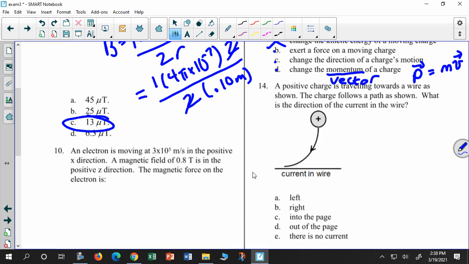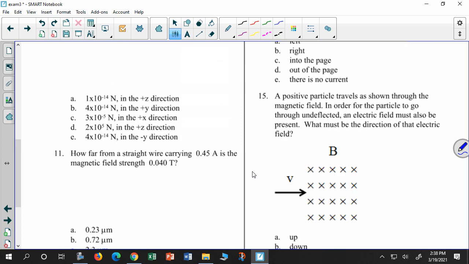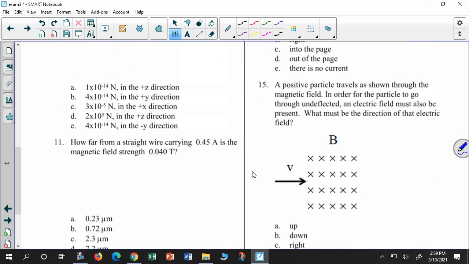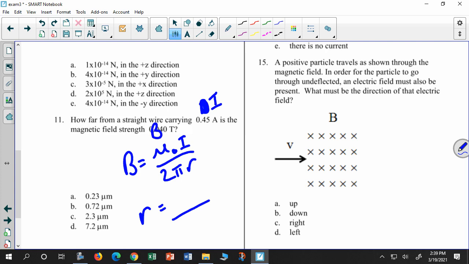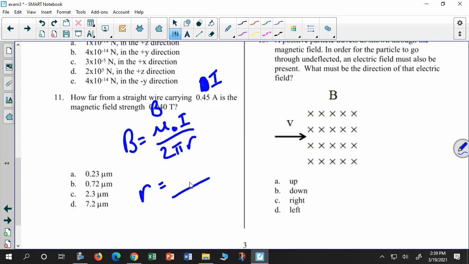We did one like this one, number 14. Number 11 is similar to what we did before, except I'm just looking for R. Just remember, B is equal to mu naught I over 2 pi R. And then I solved this for R. Here's I. There's B. Mu naught is 4 pi times 10 to the minus 7. Y'all get those right, okay? They're just plugging in numbers, so make sure I'm doing some simple algebra. Y'all get those right for me?